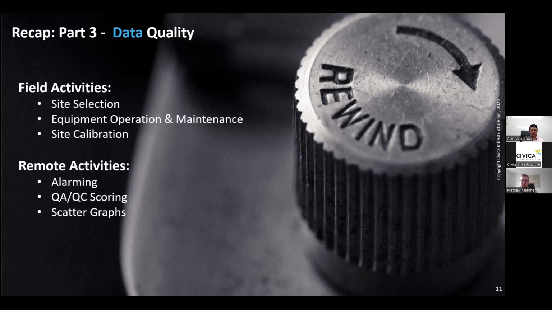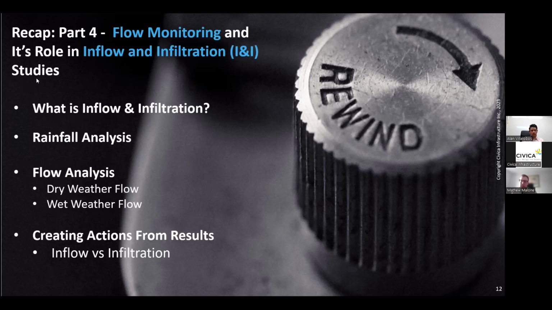So we talked about some of the field activities, the things that we do on site, like adding a rain gauge or a flow meter to make sure that it's producing the best quality data. We also talked about remote activities, or things that we do in the office: alarming, scoring, giving QA/QC scores, and scatter graphs, all of the types of data quality measures that we put in place to get good quality data at the end of the day.